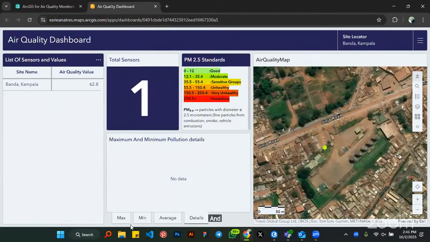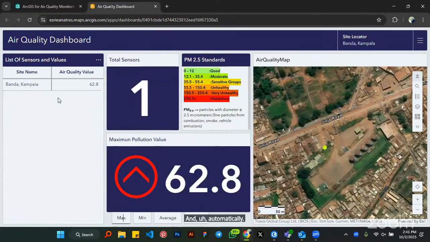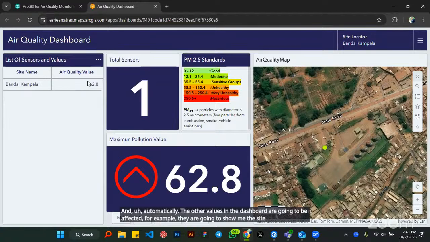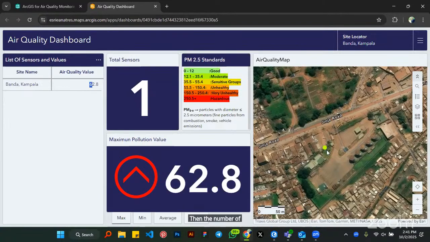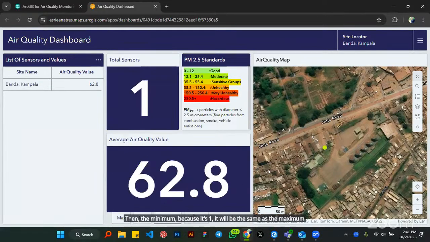And automatically the other values in the dashboard are going to be affected. For example, they are going to show me the site name is Banda Kampala, then they'll display for me the value, then the number of sensors, of course, in Banda, having one sensor, then the minimum, because it's one, it will be the same as the maximum and the average.